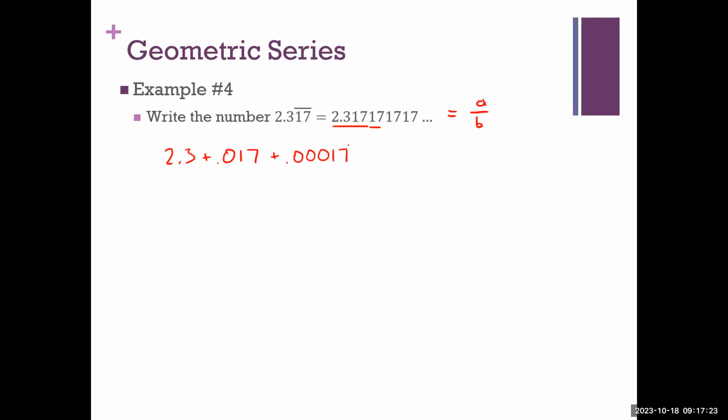We okay with that? What about the next ones? 5 zeros? Okay. Is there a geometric series here? I think we have to be a little careful to find it, but where is that geometric series? How can I define it?